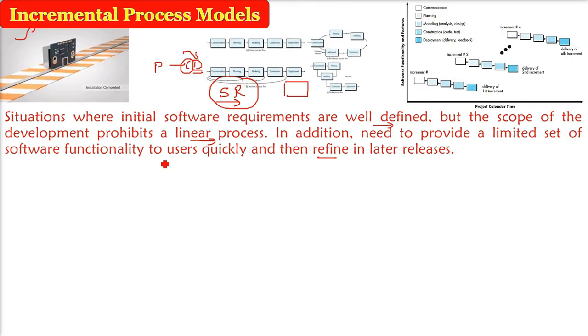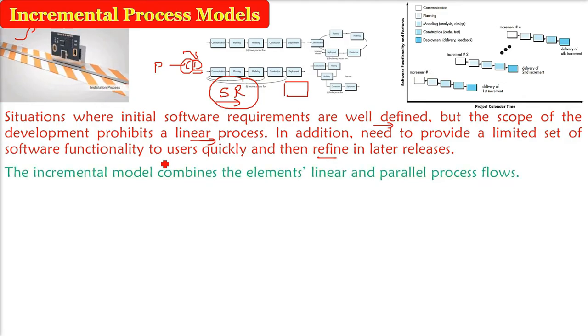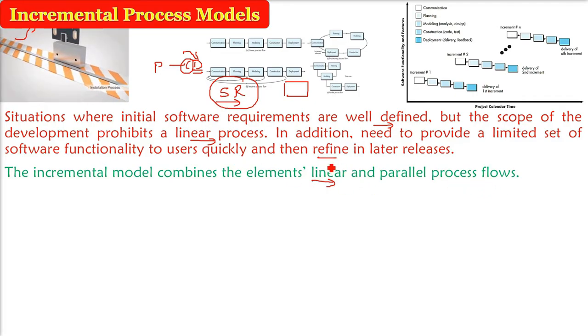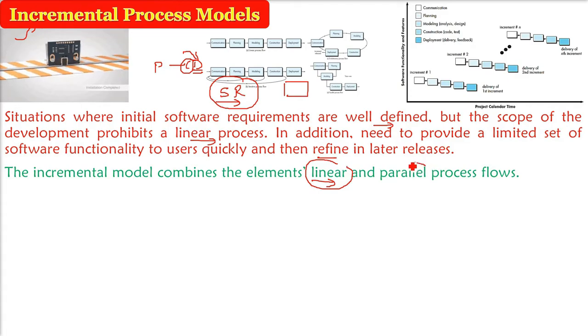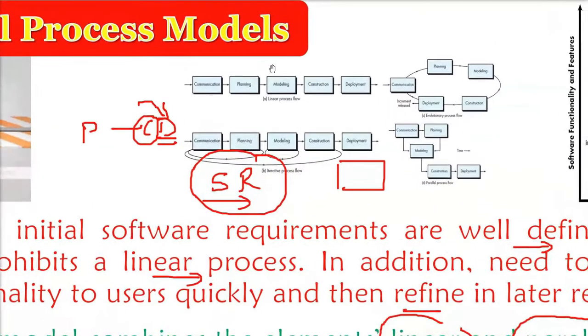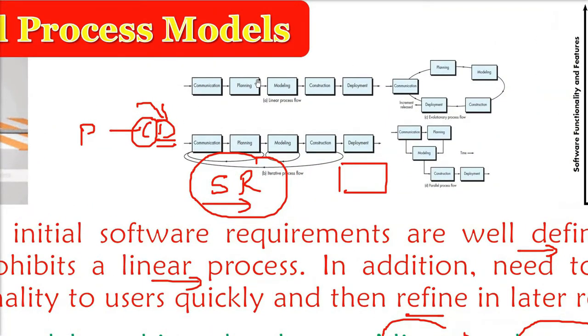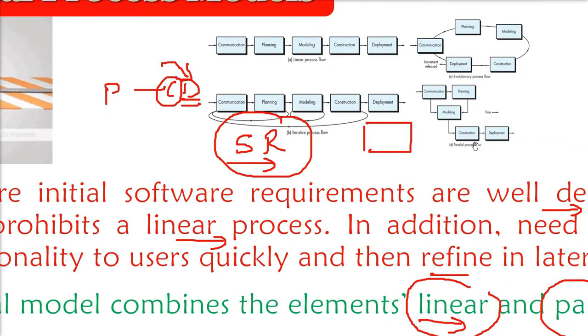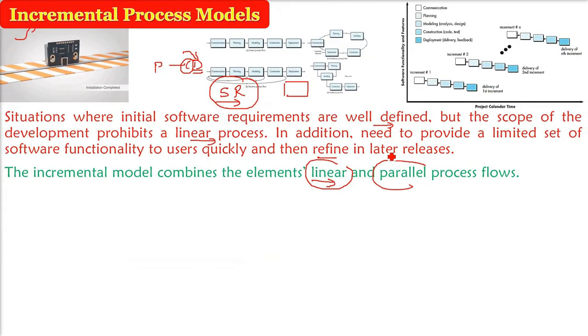What other things do incremental process models have? The incremental model is actually combining the elements of linear and parallel process flows. I hope you remember when we talked about the linear and parallel process flow. Linear is all about, we can say, the waterfall model. Parallel is when you take framework activities and do them in parallel. So we are combining this A with the D, the linear process flow with the parallel process flow. This is the incremental model concept.